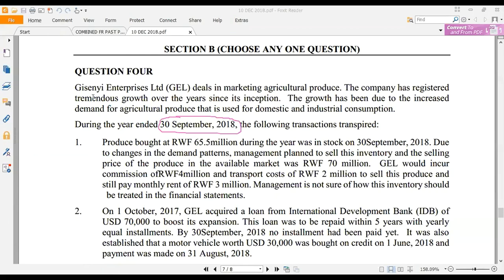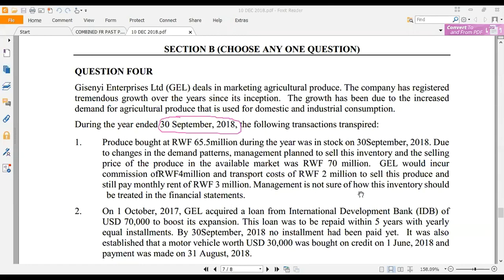Remember, produce bought at 65.5 million during the year was in stock on 30th September 2018. Due to changes in demand pattern, the management planned to sell this inventory, and the selling price for the produce in the available market was 70 million. GEL would incur commission of 4 million and transport costs of 2 million to sell this produce and still pay monthly rent of 3 million.